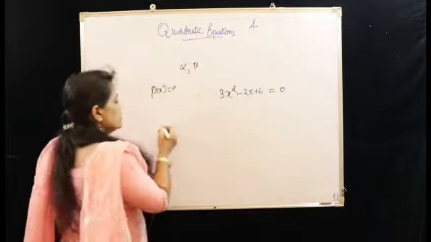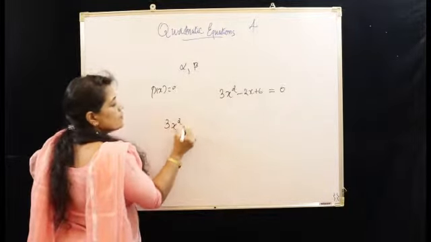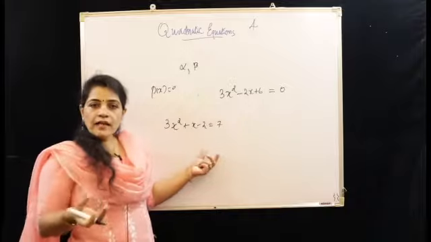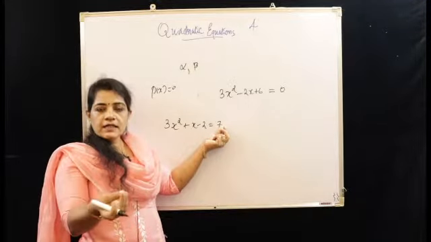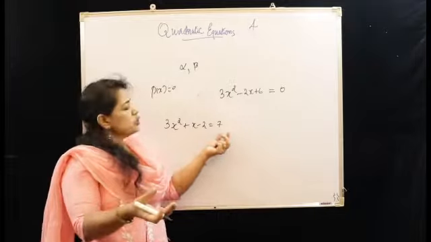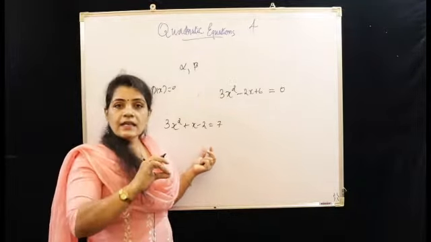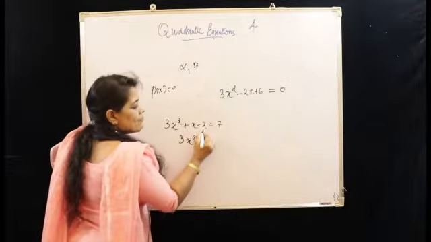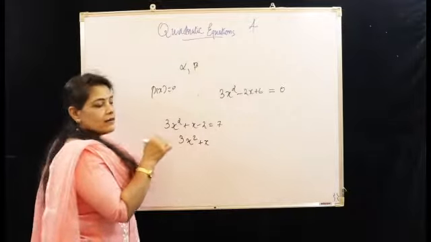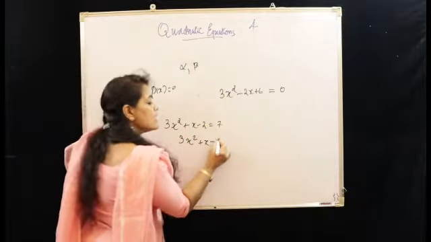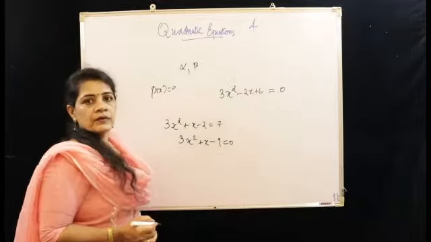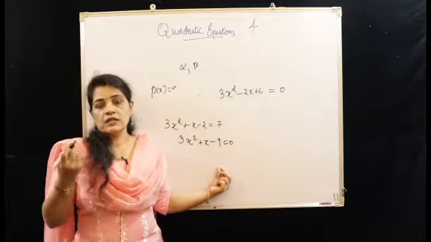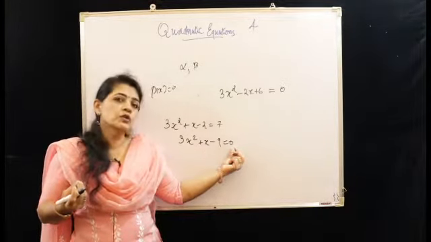If we have this example, children, 3x square plus x minus 2 equal to 7, we have to take this constant 7 from the RHS to the LHS. That means you can equate the RHS to 0. So 3x square plus x minus 2, and 7 comes to the LHS as minus 7. Minus 2 minus 7 is minus 9, equal to 0. So this is the standard form of the quadratic equation. That means we have to equate the RHS to 0.